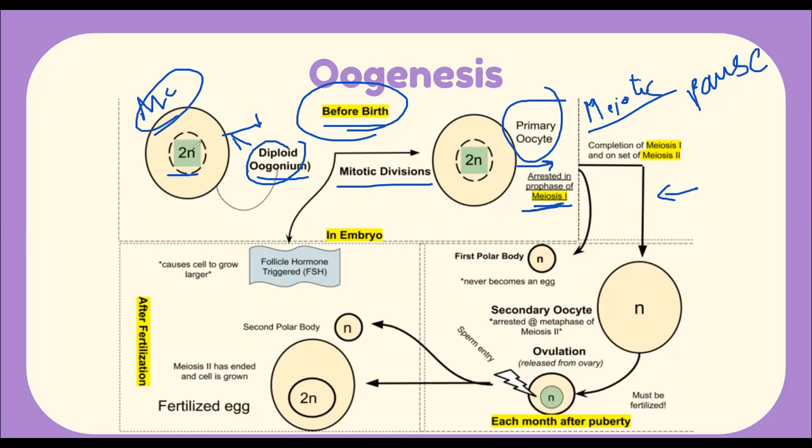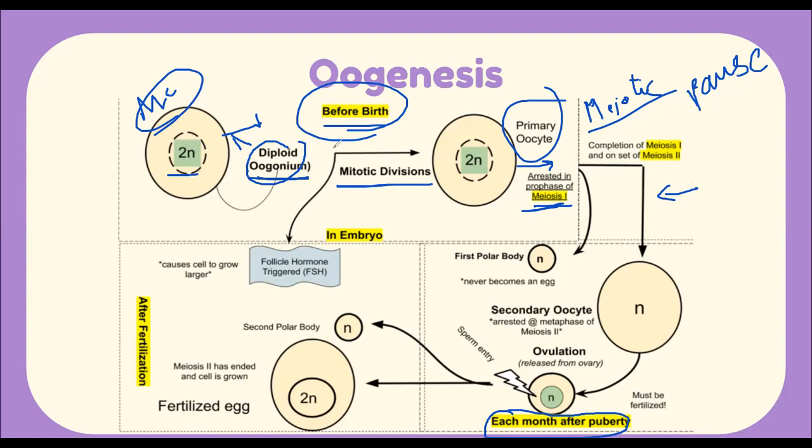The mother cell, that is the oogonium, we are considering as one mother cell. It undergoes multiple mitotic divisions and forms many primary oocytes. Now this primary oocyte, what is our next step? The primary oocyte develops into a secondary oocyte, right? But when will this happen? After puberty, as I told you.